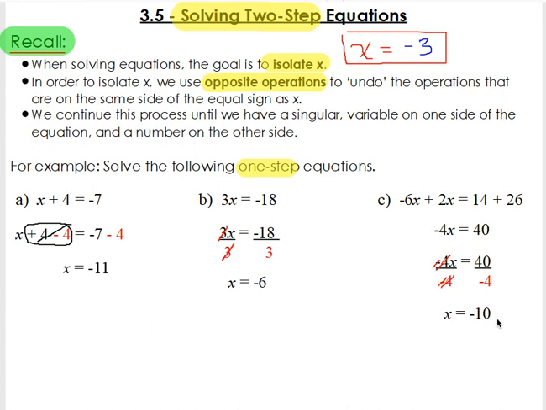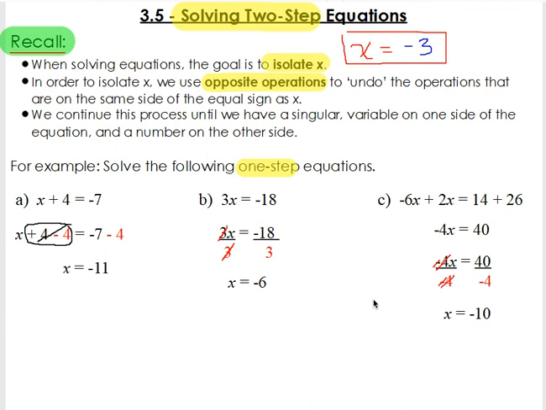Now, before we move on, let's solidify a couple things. Firstly, these are called one-step equations because we are simply doing one opposite operation to isolate x. Like in example A, one opposite operation we did was take away 4 from both sides. Example B, the one opposite operation was divide each side by 3. In example C, the one opposite operation we did was divide by negative 4.